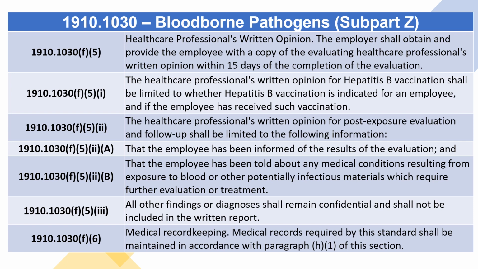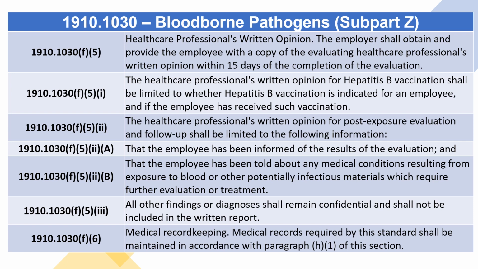1910.1030(f)(5). Healthcare professional's written opinion. The employer shall obtain and provide the employee with a copy of the evaluating healthcare professional's written opinion within 15 days of the completion of the evaluation. 1910.1030(f)(5)(i). The healthcare professional's written opinion for hepatitis B vaccination shall be limited to whether hepatitis B vaccination is indicated for an employee, and if the employee has received such vaccination.